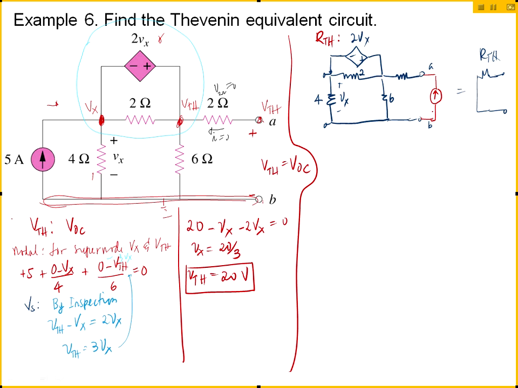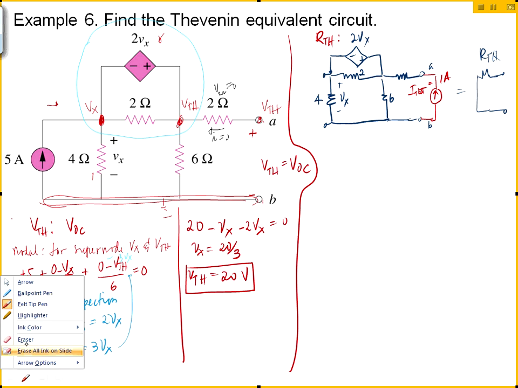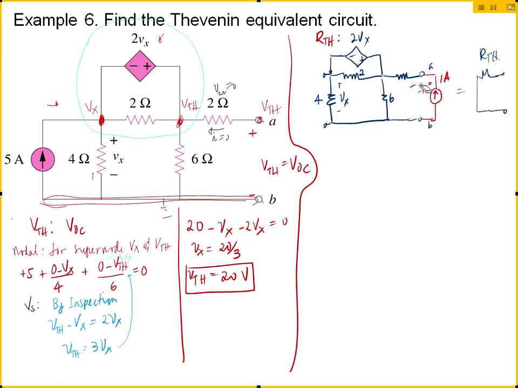So I'm going to apply a test current source here. I'm going to call that I test, of value 1 amp. This is my I test. As a result of that current, a voltage will develop across the current source, and that's what we're calling V test.